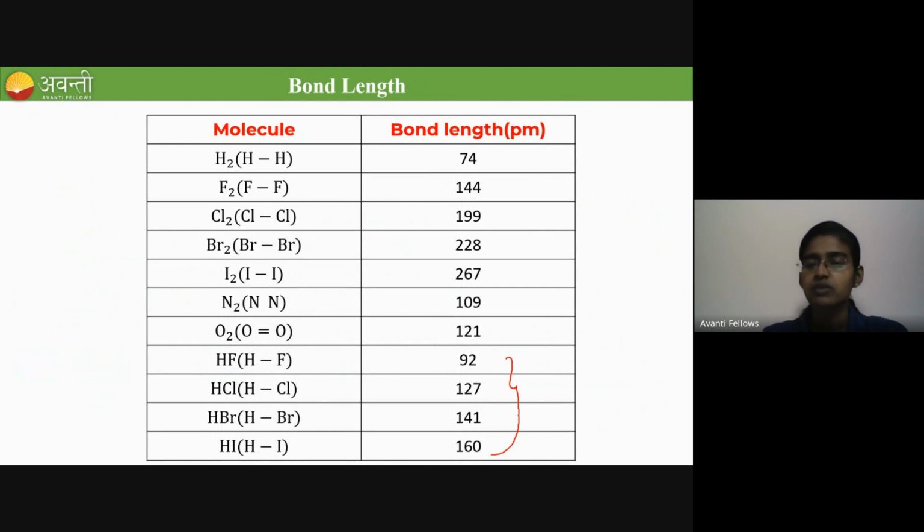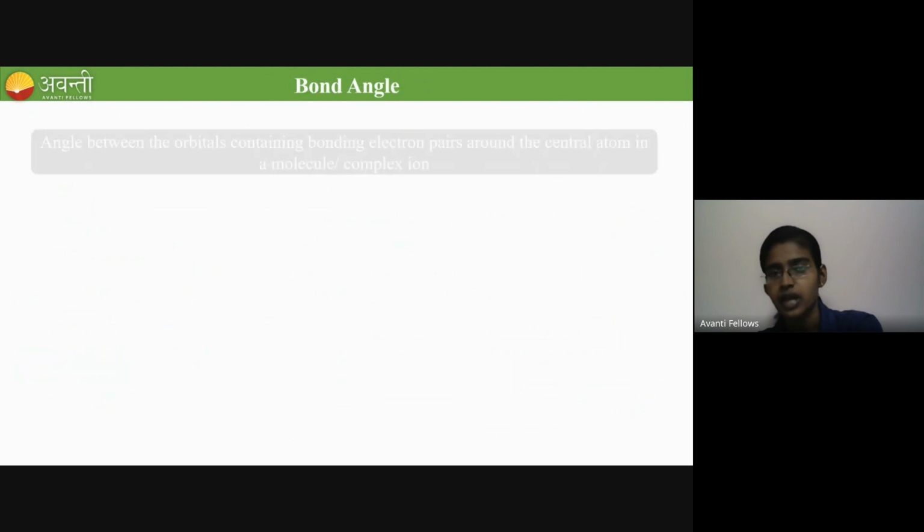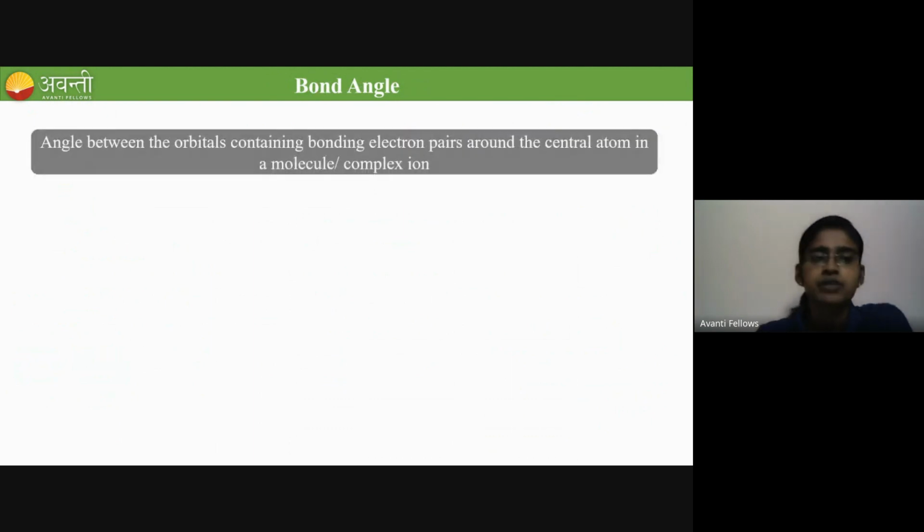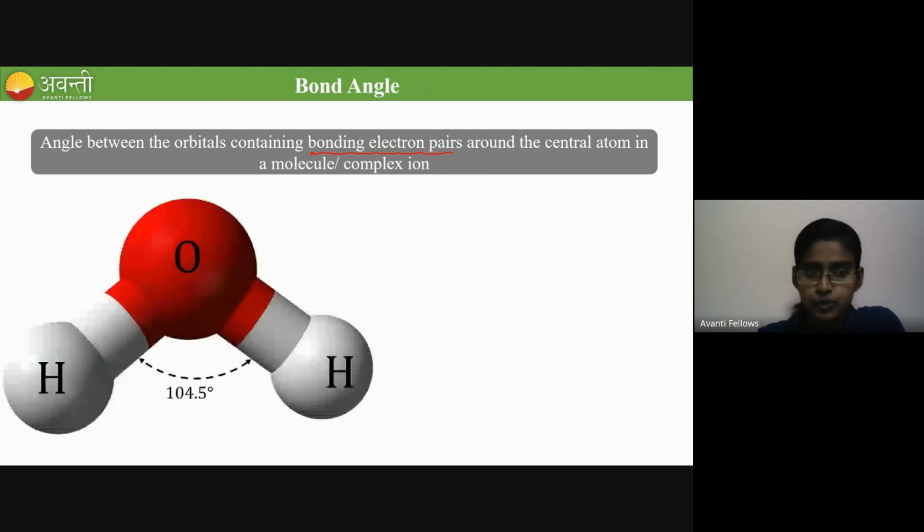Now we will move on to the next bond parameter, that is bond angle. So what is bond angle? The angle between the orbitals containing bonding electron pairs around the central atom in a molecule or a complex ion. Okay, so I'll take the H2O molecule as an example for you. Here H2O has 2 OH bonds, right? There are 6 valence electrons for oxygen, 2 are there for bonding and the remaining are there for lone pairs. Now these two are the bond pairs of electrons.